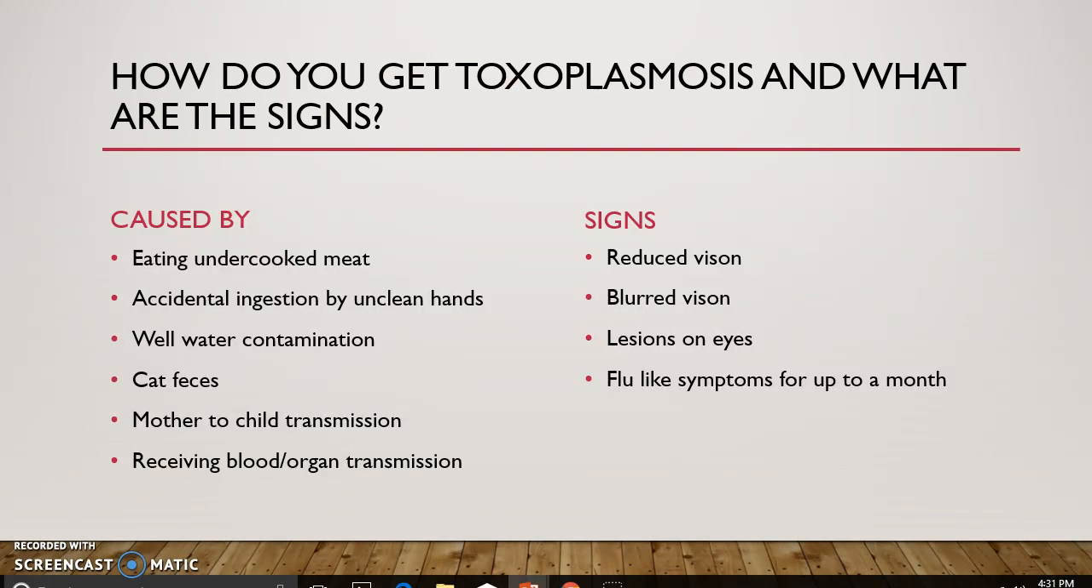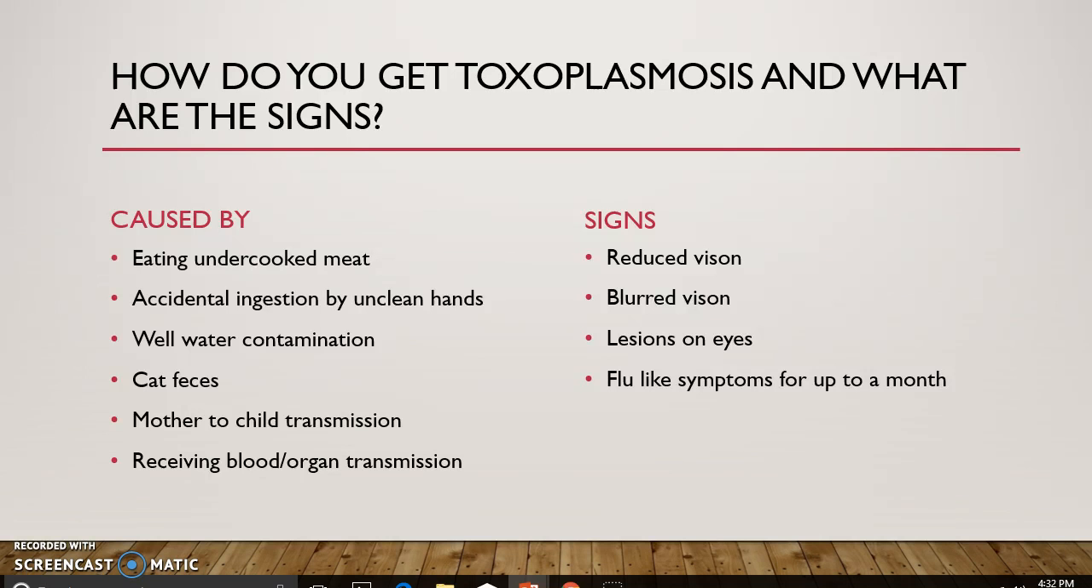How do you get toxoplasmosis? What are the signs of it? Toxoplasmosis is caused by eating undercooked meat and accidental ingestion by unclean hands. One of the other things that it's caused by is cat feces. So if you have pets and cats and do not clean up after them properly, or you're cleaning the litter box and you get some on your hands and you don't wash it all off and then you accidentally put them near your face, this is a common reason people get toxoplasmosis.